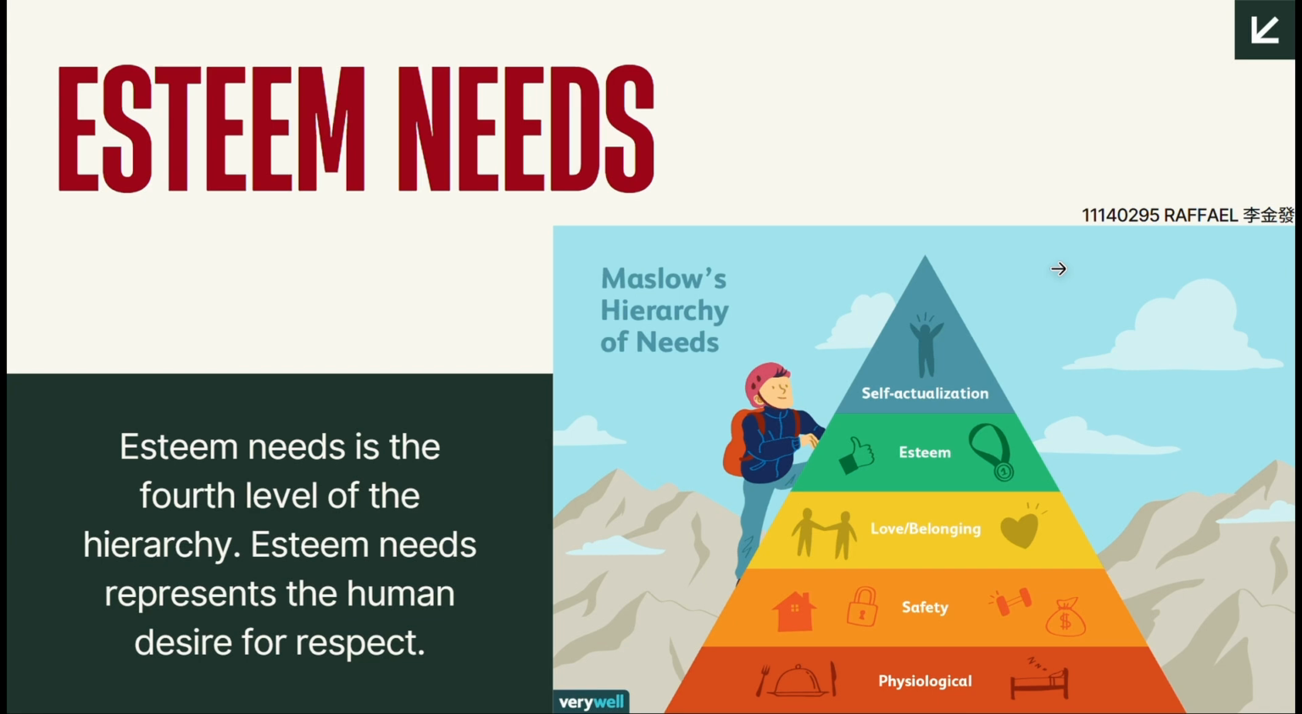Hello everyone, my name is Rafael and this is the esteem needs. The esteem needs is the fourth level of the hierarchy. The esteem needs represents the human desire for respect.